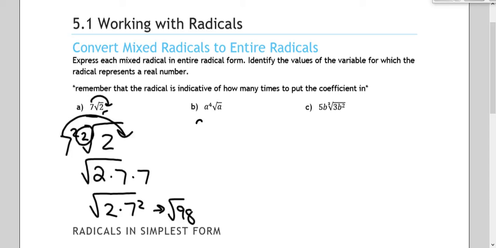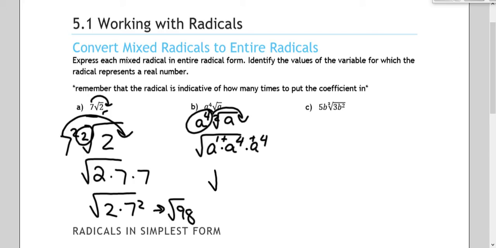Now with a to the power of 4, square root a, this has a little 2 there again, so this says put this in here twice. So this will be a times a to the 4 times a to the 4. All of these get added together, so it should leave you with a final value of a to the 9.